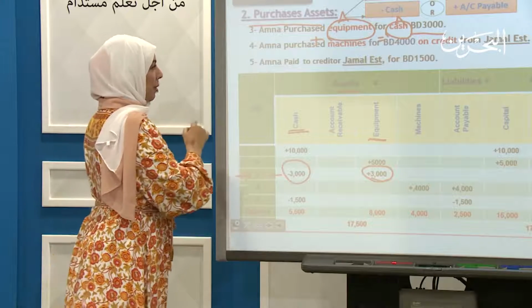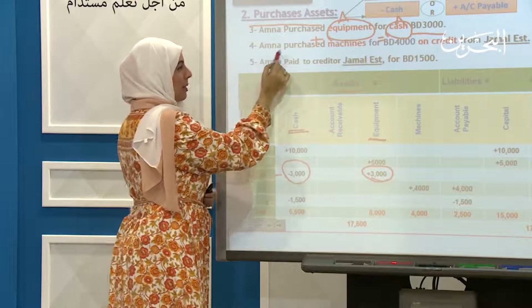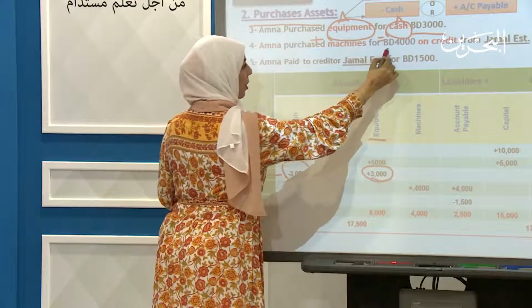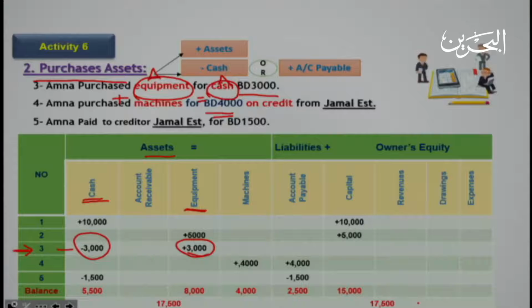Shifting to the fourth transaction, Amna purchased a machine for 4,000 on credit from Jamal establishment. If I buy a machine, so the machine for my company will increase, and on credit. So I know that I didn't pay for this machine.